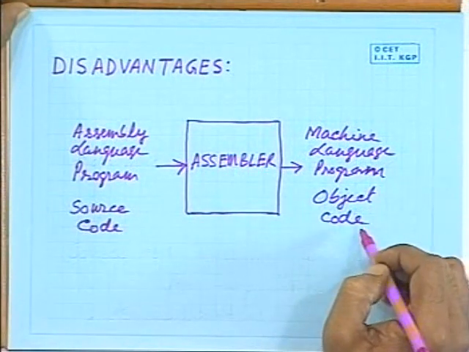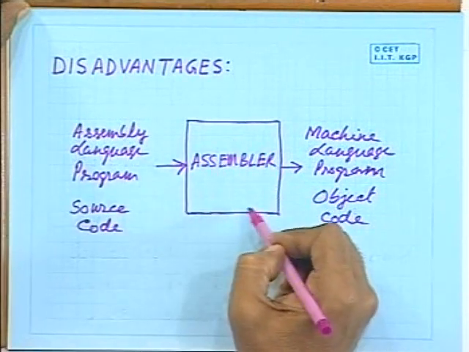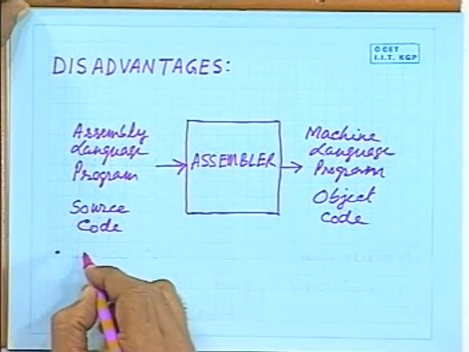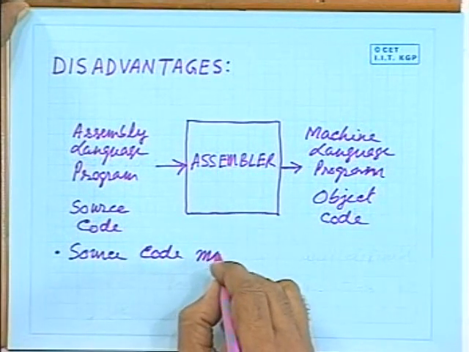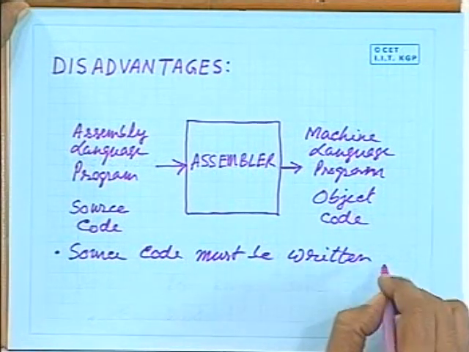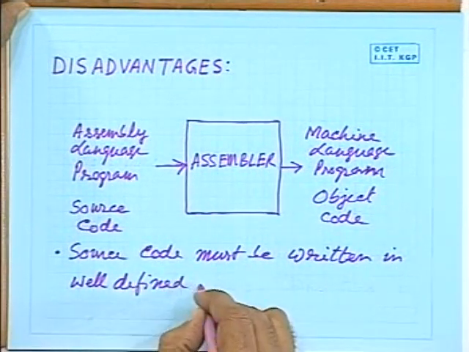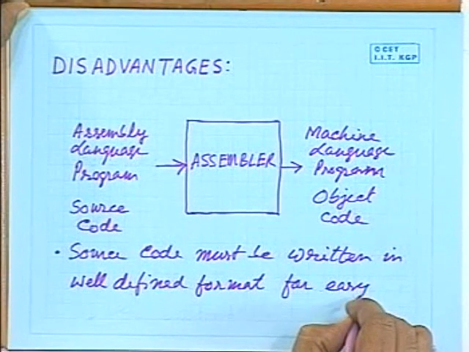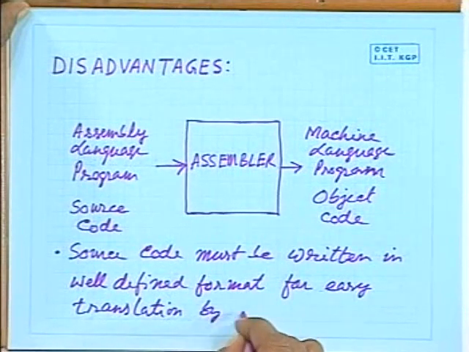And obviously the source program, source code has to be written in such a way that the assembler can translate it into machine language. In other words, this is a very important restriction. The source program or the source code must be written in a well-defined format for easy translation by the assembler.